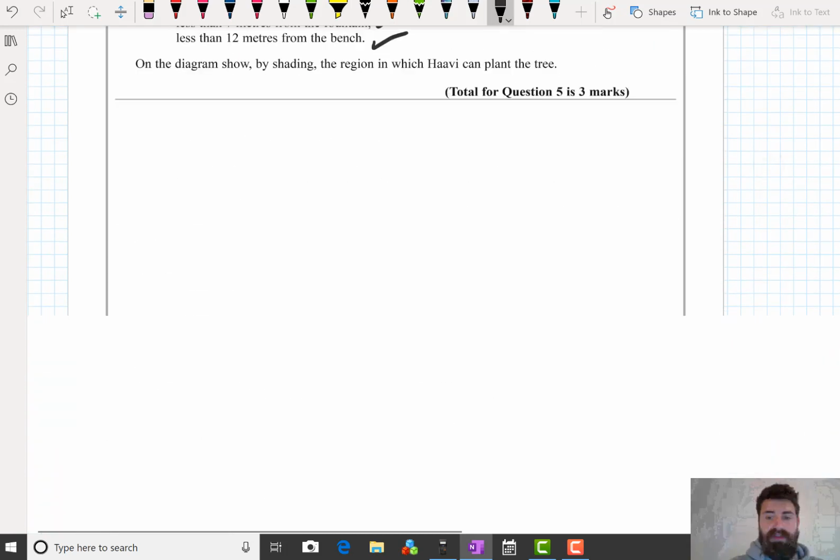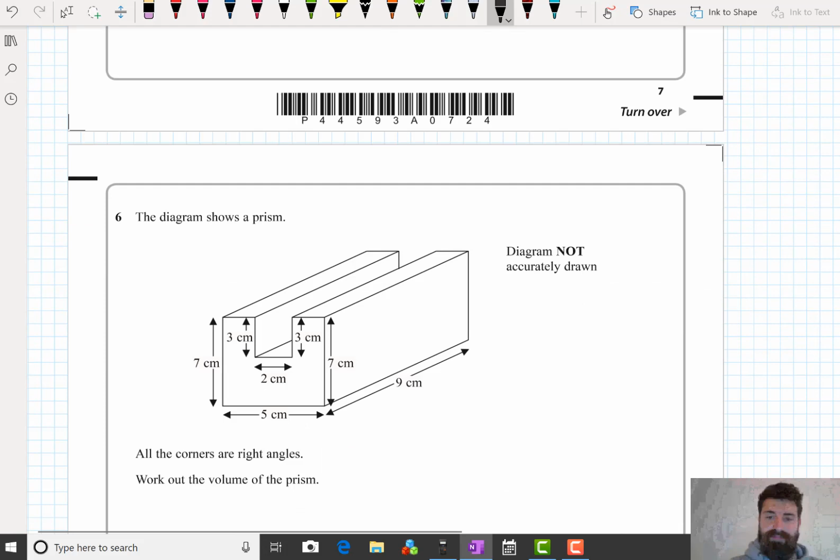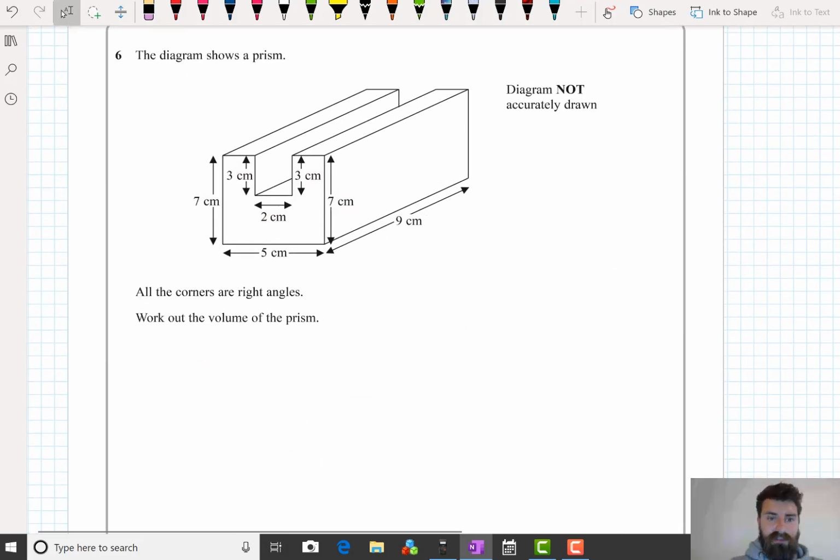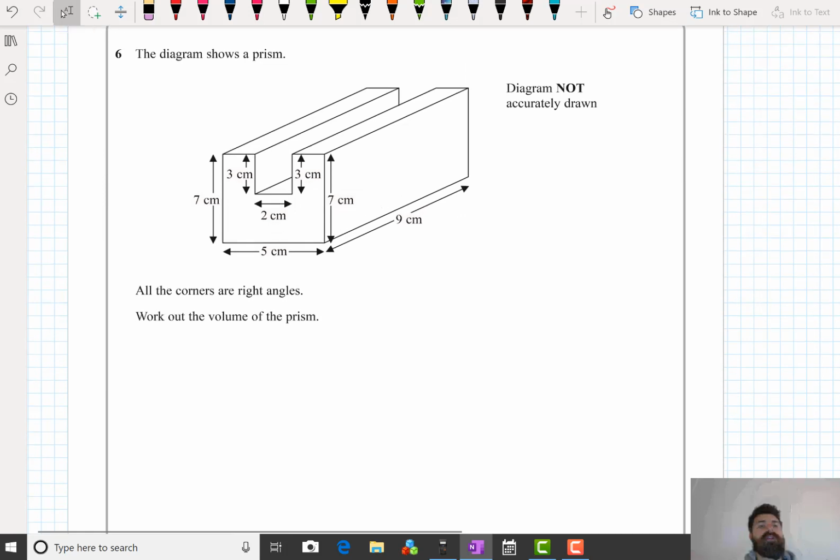Still award myself 3 marks there because unfortunately OneNote does not have a compass tool yet. Right, 6. Diagram shows a prism. Oh, formula page. Diagram not drawn accurately. Okay, so all corners are right angles. So every single corner here is a right angle.